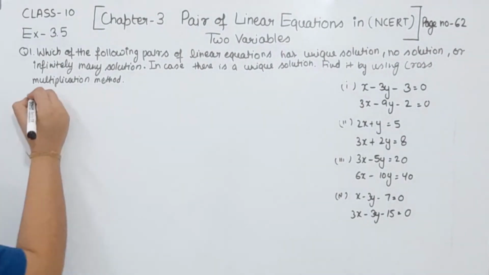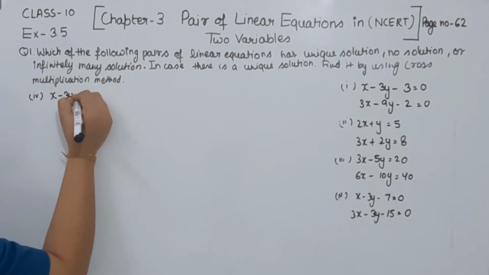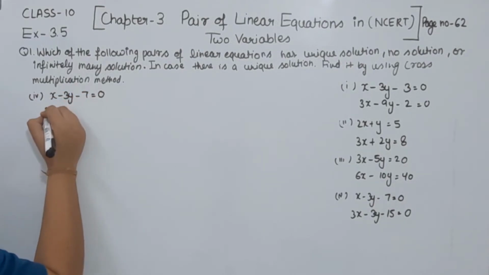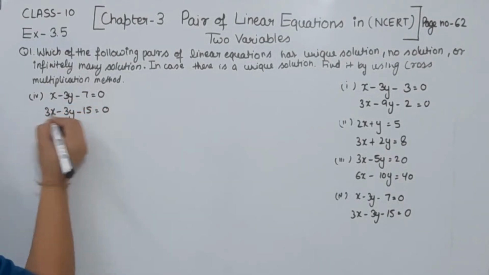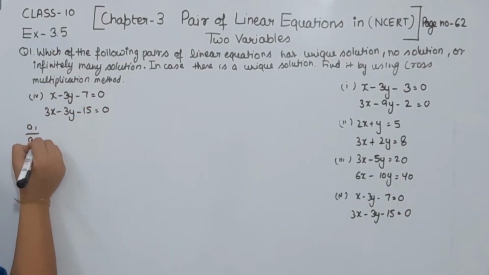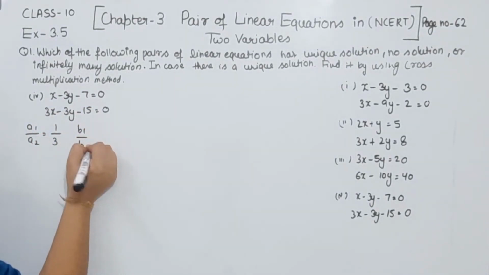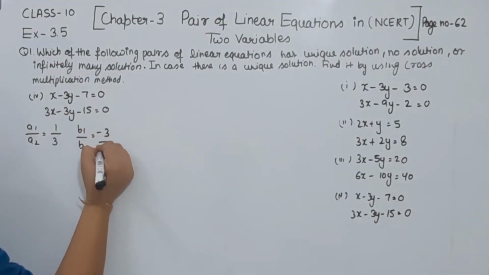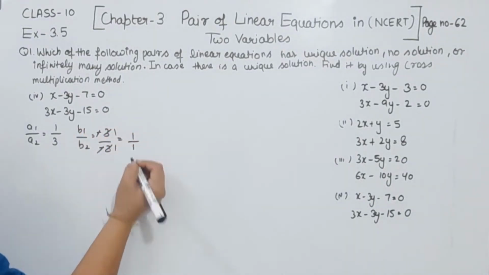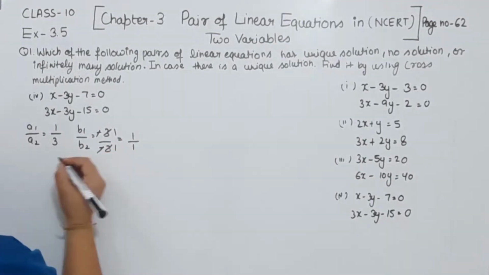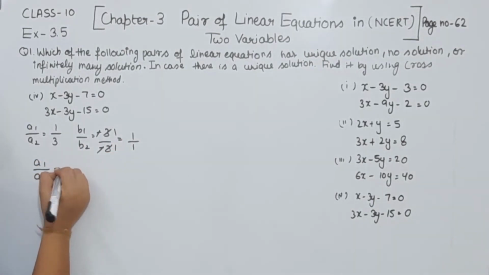Now comes to part 4. The equations we are having are x minus 3y minus 7 is equal to 0 and 3x minus 3y minus 15 is equal to 0. First of all, we have to find a1 by a2. This one is 1 by 3. Now b1 by b2. This one is minus 3 by minus 3. Minus is cancelled from minus. 3 1s are 3, 3 1s are 3. So this one is 1 by 1. Now, first of all, we have to find a1 by b2.